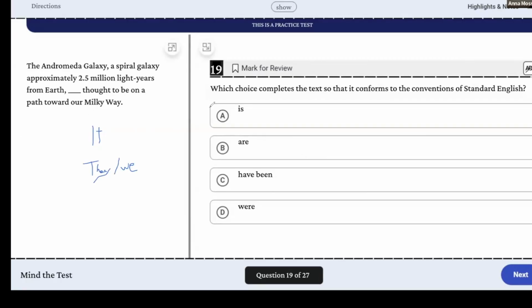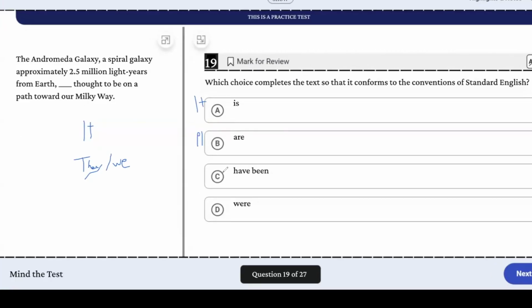Okay, so let's just plug it in. It have, they have. That's plural. It were, they were. Yeah, okay, plural. All right, so we've got one singular, we got three plural. It probably is. Okay, let's actually check. Is there a singular subject that could make sense here? The Andromeda Galaxy, a spiral galaxy far from Earth, is thought to be on a path. Yep, that works. The galaxy is thought to be on a path.